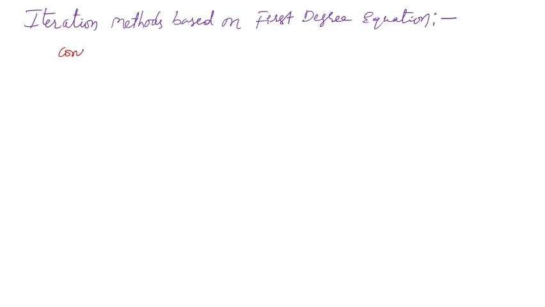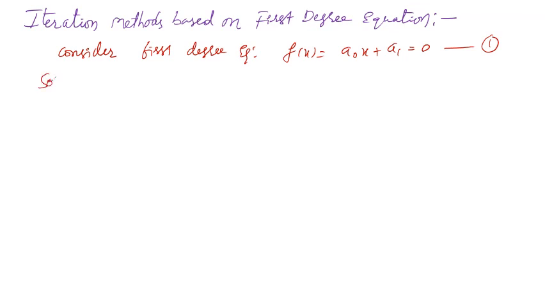Consider first degree equation. What is that equation? f(x) = a0 x + a1 = 0. Linear equation, first degree linear equation. What is the solution of this equation? Take this as equation 1. Solution of this equation is x = -a1/a0.